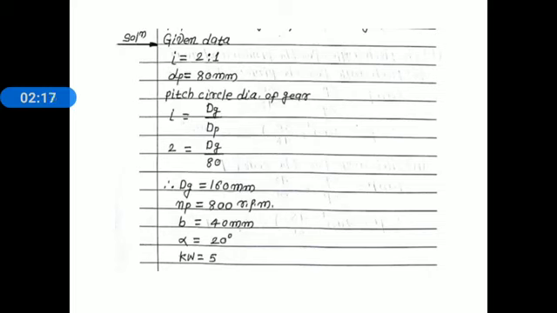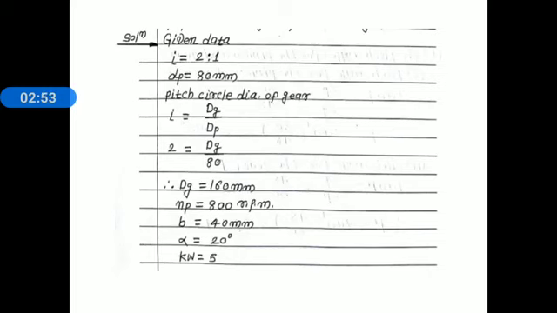Now here using velocity ratio and pitch circle diameter of pinion, we get the value of pitch circle diameter of gear. We use the relation of velocity ratio. Velocity ratio is equal to pitch circle diameter of gear divided by pitch circle diameter of pinion. i is equal to d suffix g divided by d suffix p. i, that is 2, is equal to dg divided by 80. Simplify and we get the pitch circle diameter of gear, that is d suffix g is equal to 160.